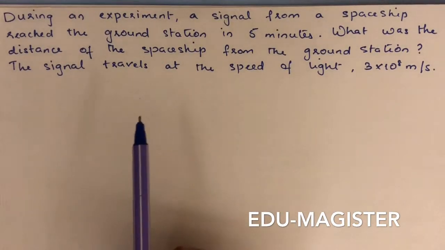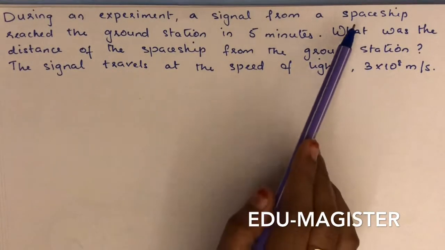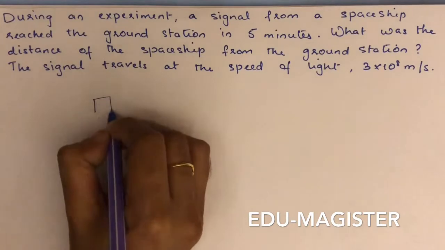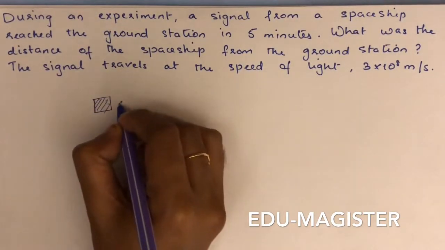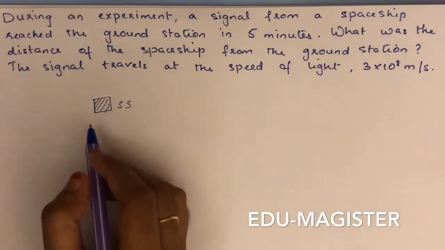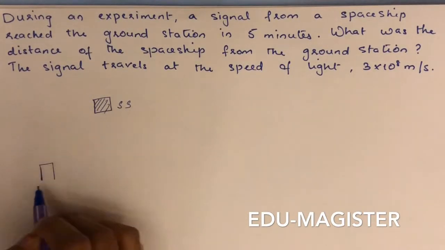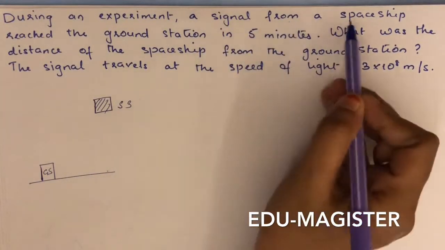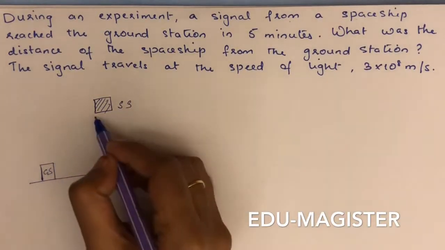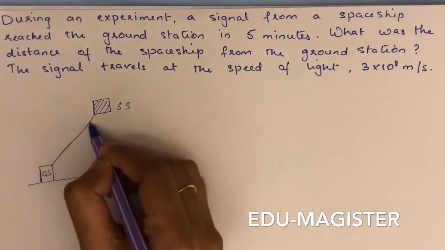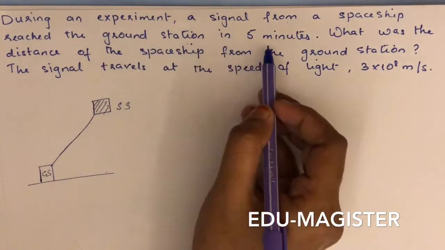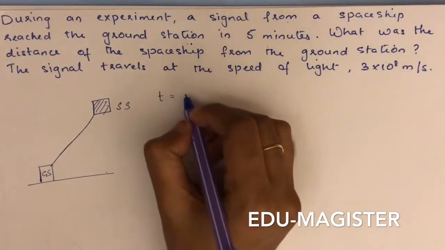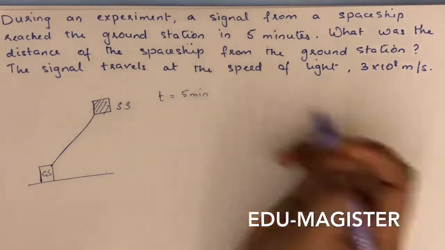So in this question, they are talking about a spaceship and the signal which is traveling from the spaceship. So basically, there is a spaceship here. Let's denote it with SS, and let the ground station be here, GS. So there is a signal which is traveling from the spaceship to the ground station. Okay, and this signal, it is reaching the ground station in 5 minutes. That means the time taken by the signal to reach the ground station from the space station is 5 minutes.